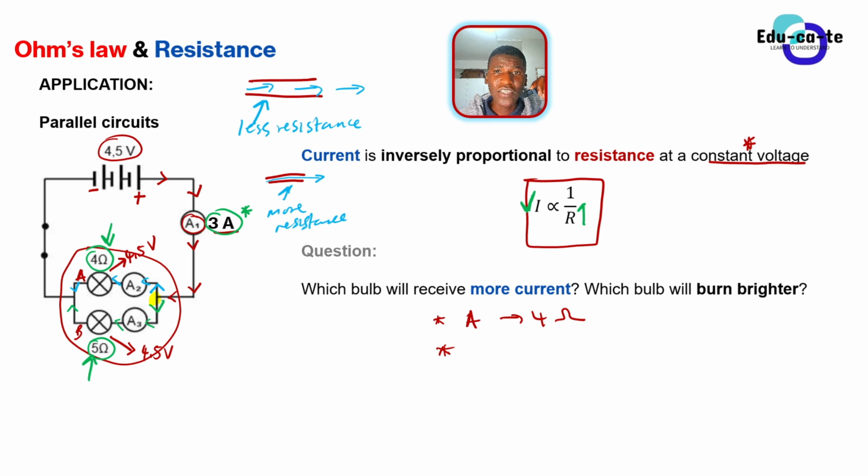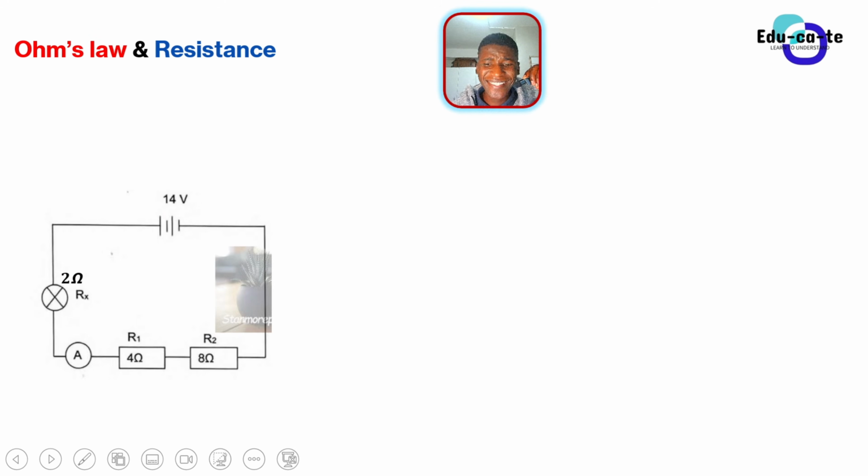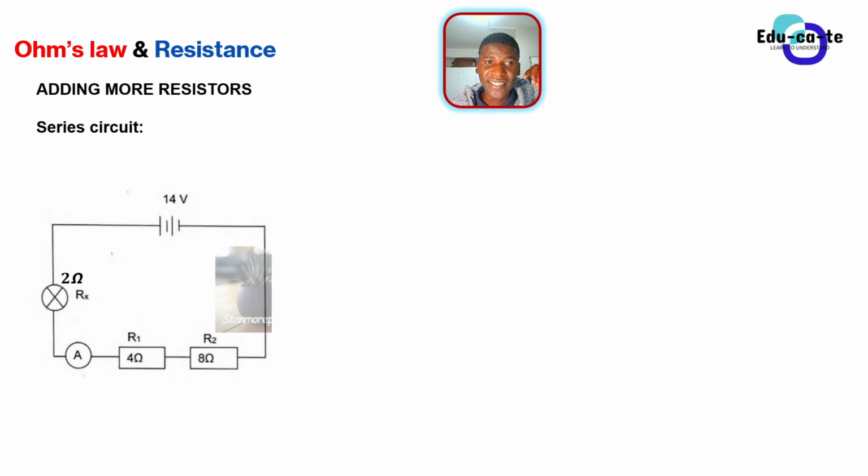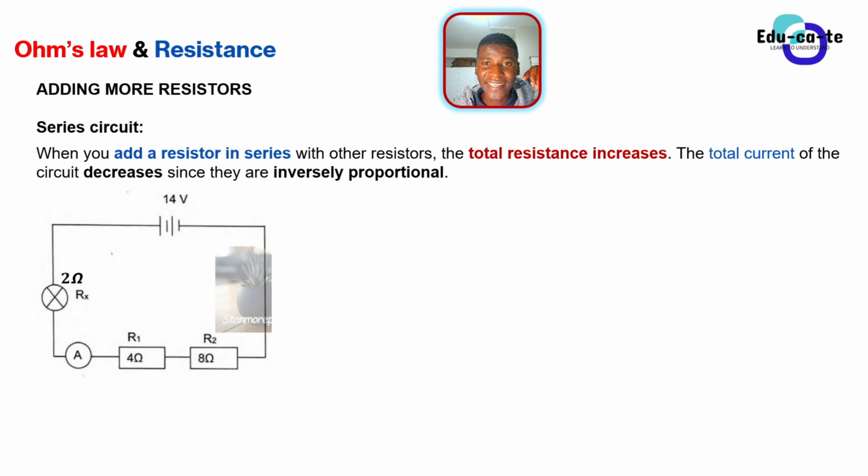Now, let's try to look at resistance. If we add more resistors, what will happen to the circuit? I will take the same series circuit that I've been using, which is having Rx 2 ohms, R1 4 ohms, R2 8 ohms. So these 3 resistors are connected in series. So what will happen if I add a resistor in series?